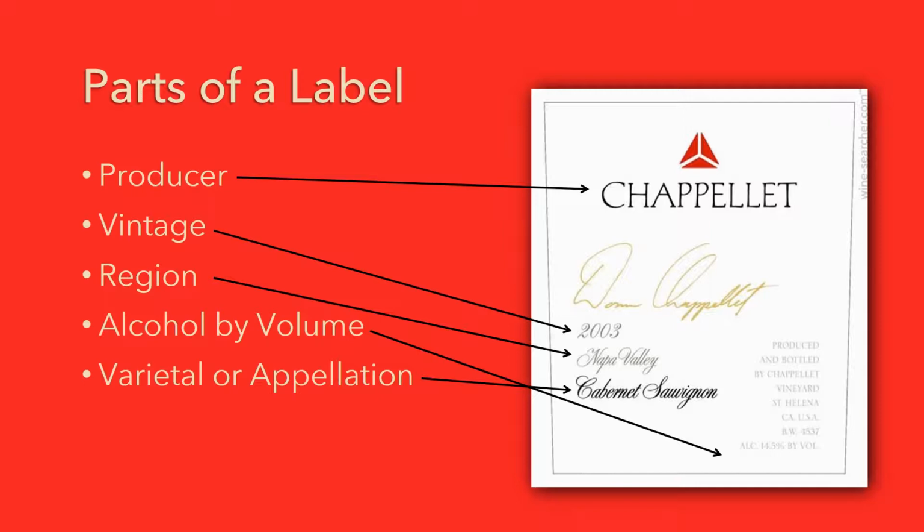In this slide, you can see an example of an American wine label. The producer in this label is Chapelet. The vintage is 2003. The region is Napa Valley. The alcohol is 14.5%. And the varietal or appellation on this label is a varietal, Cabernet Sauvignon.